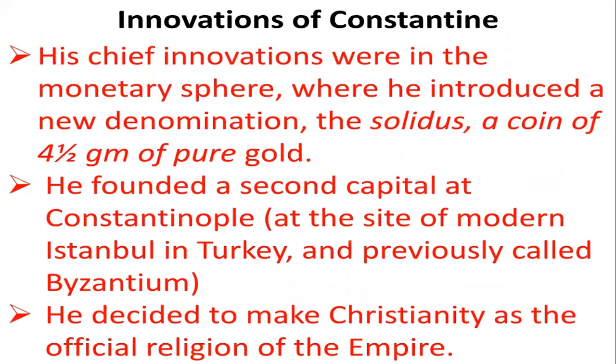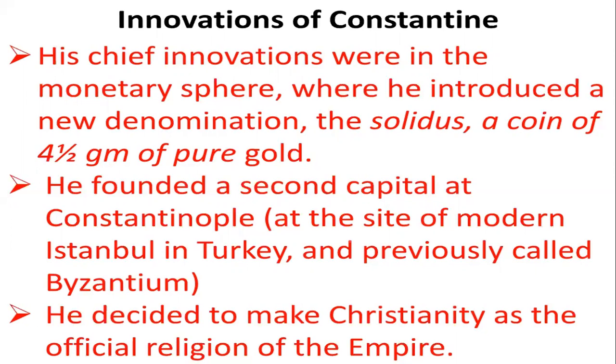The chief innovations of Constantine were in the monetary sphere, where he introduced a new denomination, the solidus, which is a coin of 4.5 gram pure gold. And in fact, this coin, the solidus, outlasted the Roman Empire itself. Solidi were minted on a very large scale, and their circulation ran into millions. There were millions of such coins.